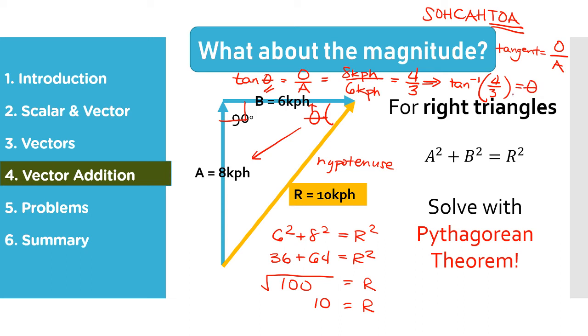This might sound complicated at first, but trust me, it's just a simple plugging into a calculator to get this answer. So tangent inverse of 4 over 3, and you will get something like 53 degrees for your angle. So that is how to get the angle using SOHCAHTOA.